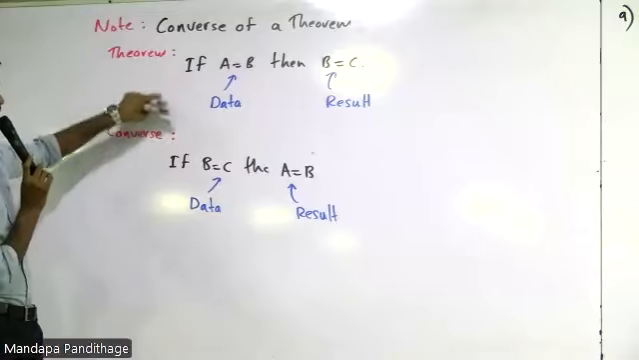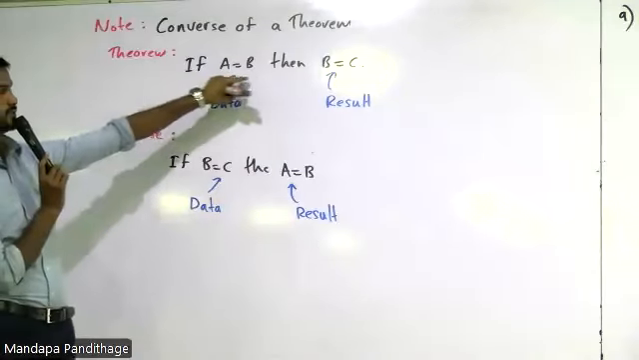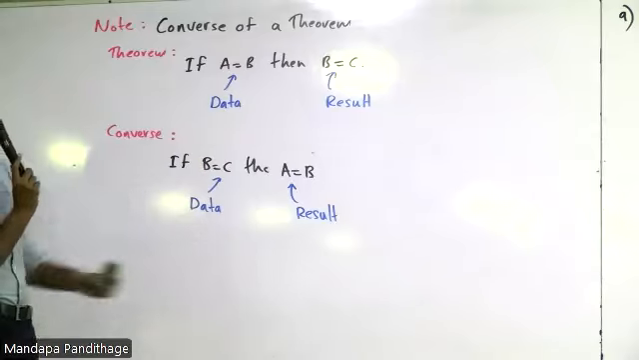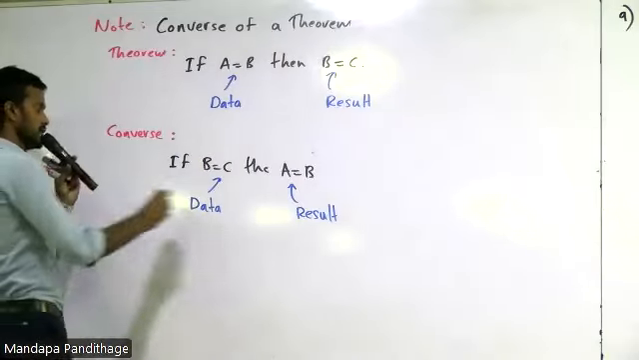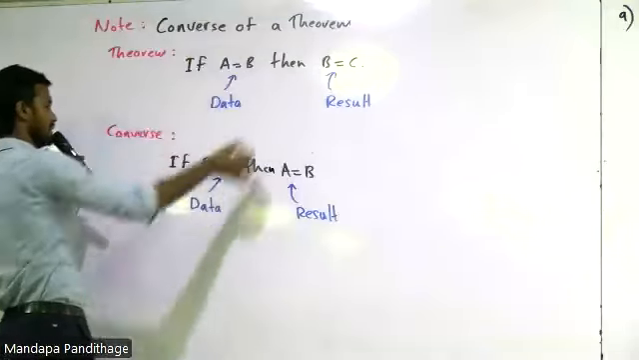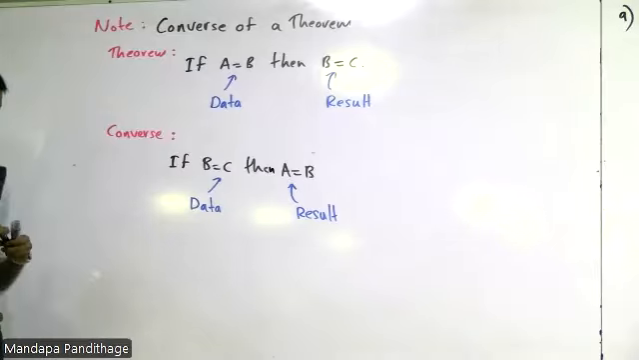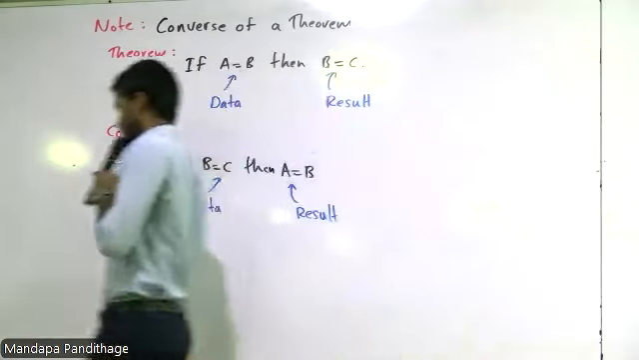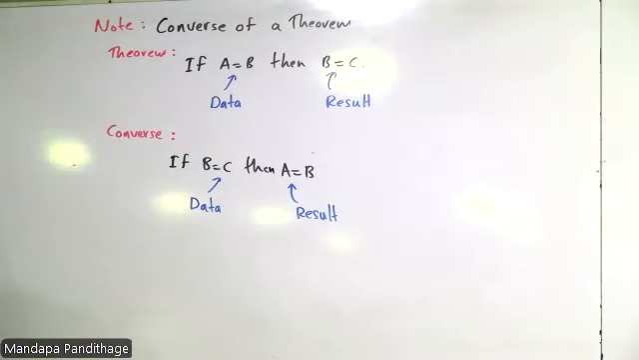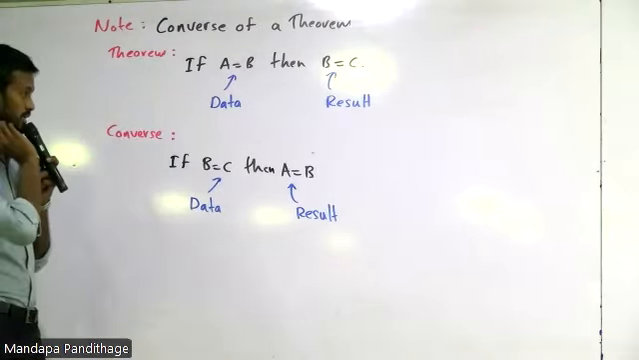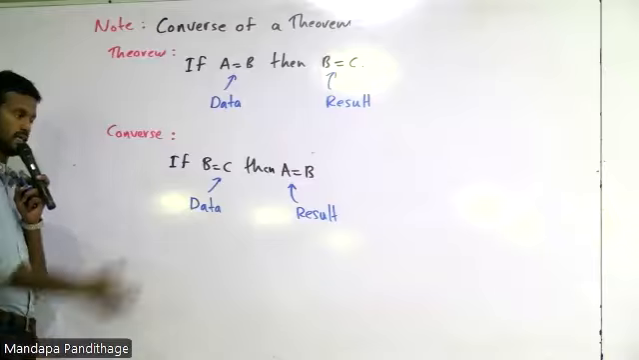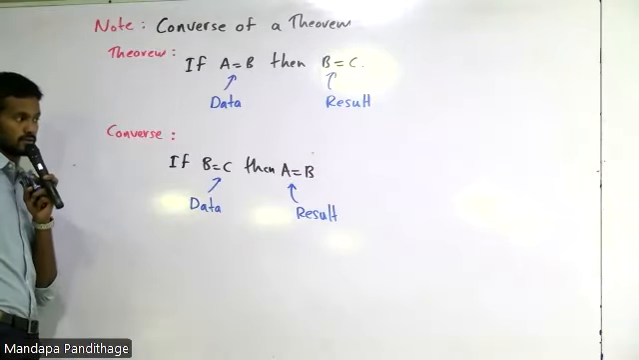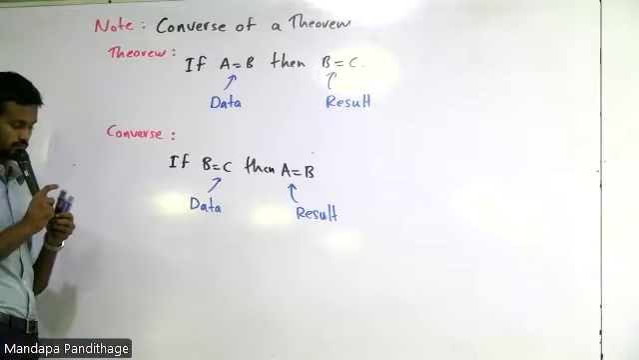Then write this one. If the theorem is A equals B, then B equals C, the converse is if B equals C, then A equals B. Write this one, the theorem and the converse. The theorem is if A equals B, then B equals C. The converse gives you that if B equals C, then A equals B. The result and the data interchange.